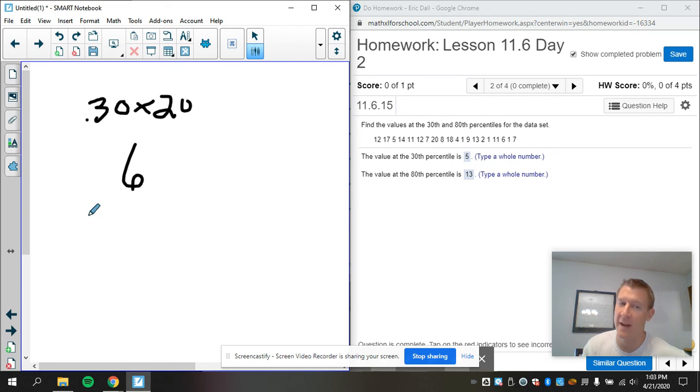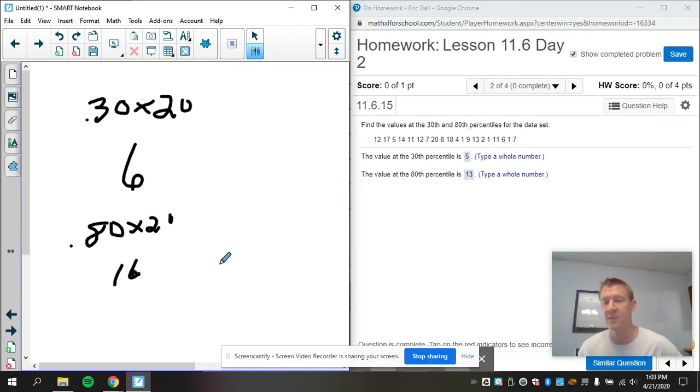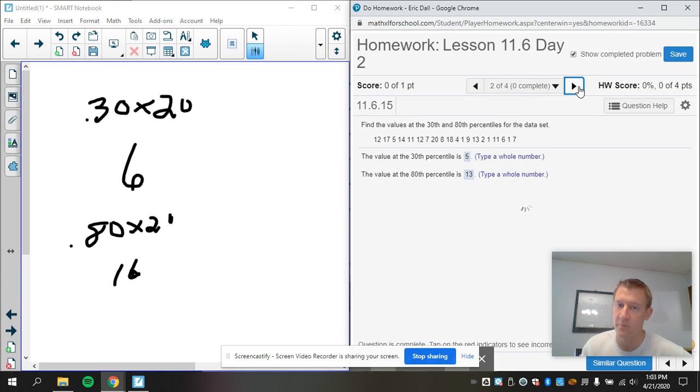Okay. Same thing for 80th. Don't just guess like me and say, okay, the number that's in that spot will be the 16th. So you're going to put them in order and then find the 16th number in that order.